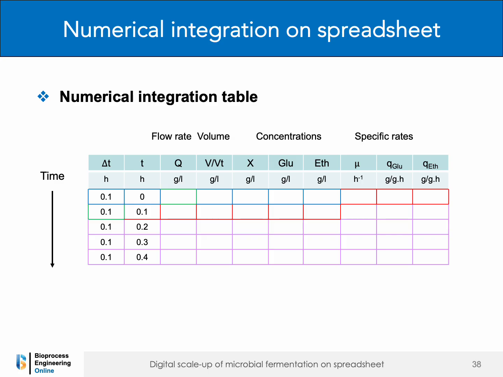The numerical integration is readily implemented in a spreadsheet table. The columns compute the feeding flow rate and the medium volume in the fermenter, the concentrations of the different components, the yeast-specific rates. The rows represent successive time points, increasing in increments of delta t. In this case, delta t is set to 0.1 hour or 6 minutes.